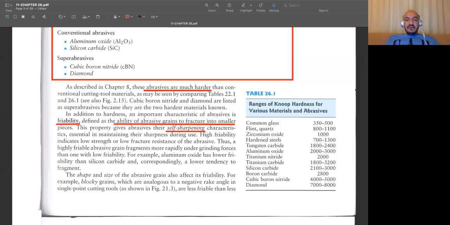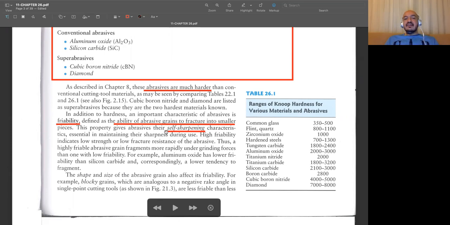And we have an important property or characteristic of abrasives. This is called friability, and it's the ability of the abrasive grains to fracture into smaller grains. Why is it important? Once you do abrasive machining, we will be generating little chips, and after some time, due to the high amount of abrasion, their cutting edges may become dull. So at some point, they need to resharpen themselves. And this property is called friability.